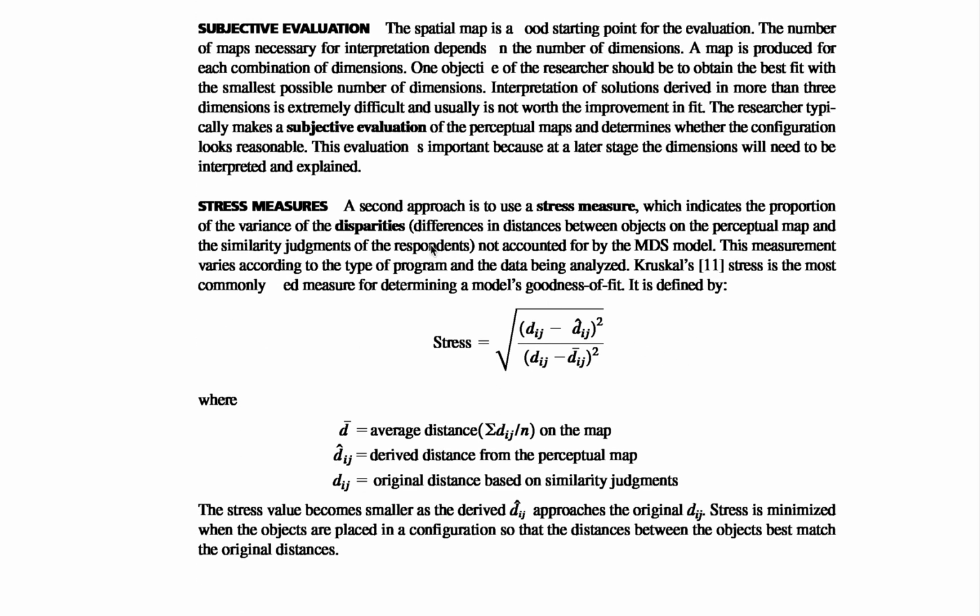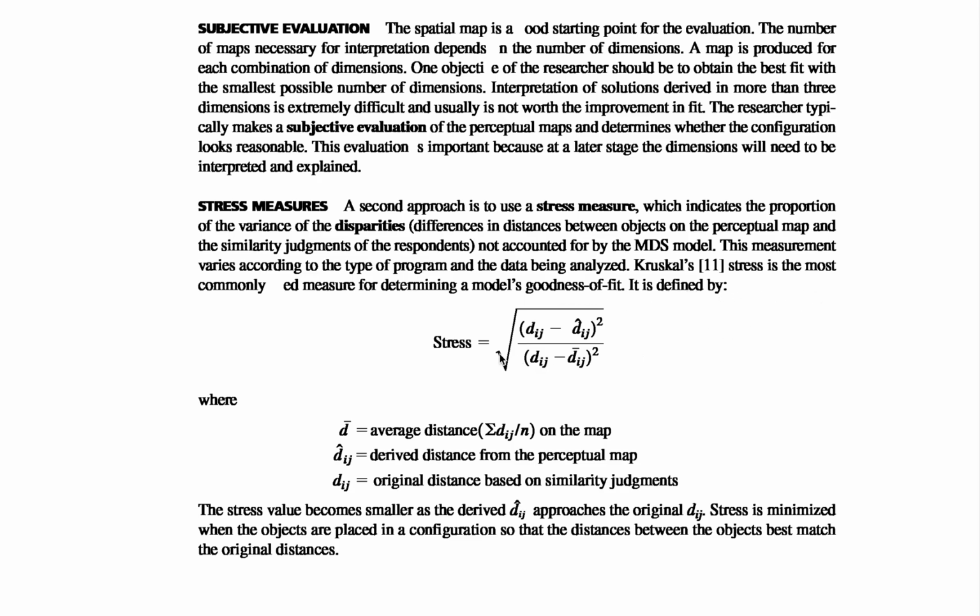Stress measures. A second approach is to use a stress measure, which indicates the proportion of the variance of the disparities, the differences in distances between the objects on the perceptual map and the similarities judgments of the respondent, not accounted for by the multidimensional scaling model. The measurement varies according to the type of program and data being analyzed.